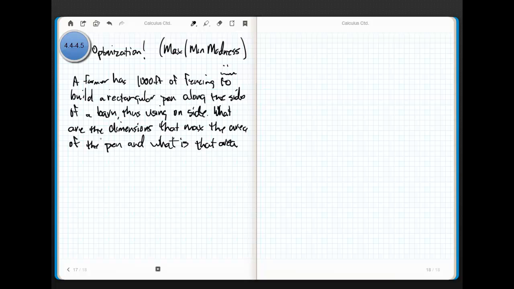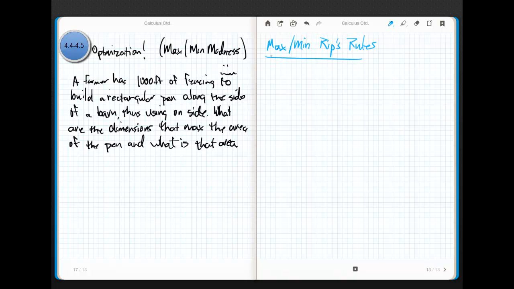Okay, so I'm going to put a set of rules over here, and I'm going to put them in blue. We're going to do it one thing at a time. These are the max-min Ripley's rules, Rip's rules. Nothing to it. First things first, always, number one, draw a picture if possible. That's always the first rule.